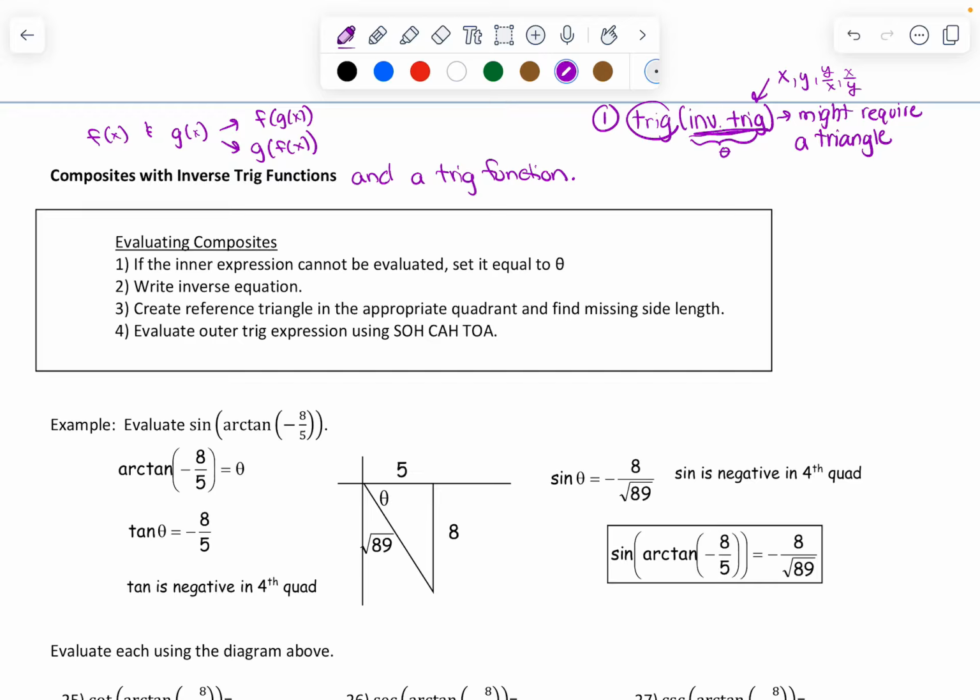So if we think of our non-inverse trig functions like cosine, sine, cotangent, tangent, cosecant, and secant, their outputs are going to be these coordinates, and their inputs are going to be the angles. So when we deal with the inverse, those two roles are going to switch. Now the input for my inverse trig is the coordinate, and my output will be the angle.